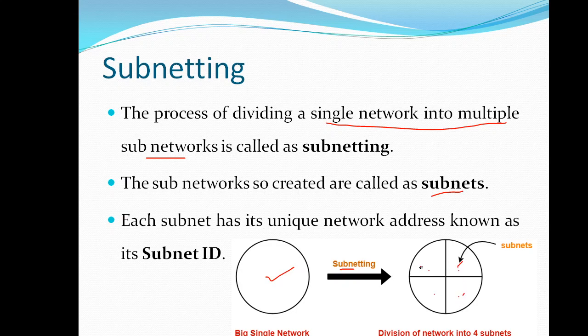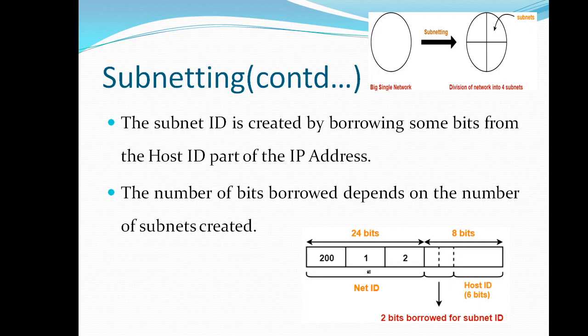Each subnet has a unique network address to identify individual subnets. That is called the subnet ID. We use the subnet ID to identify individual subnets. So how does the process take place? These subnets are created by borrowing some of the bits from the host ID part of the IP address.